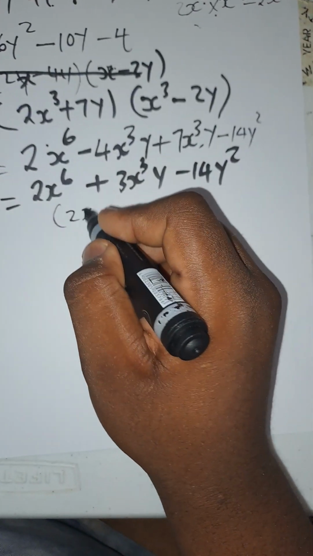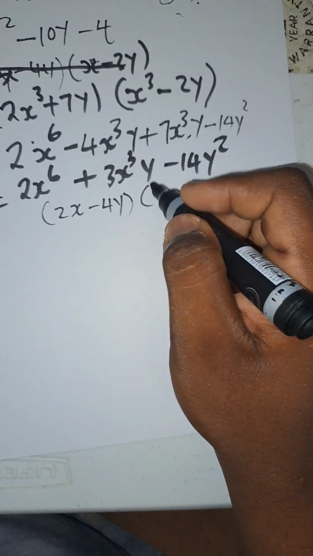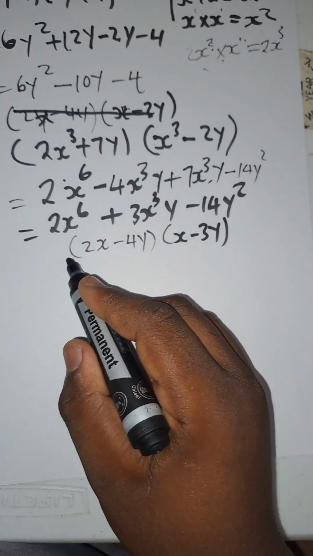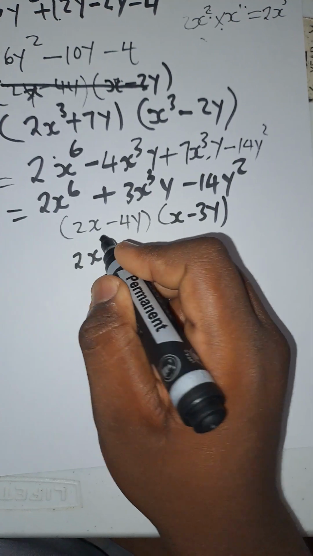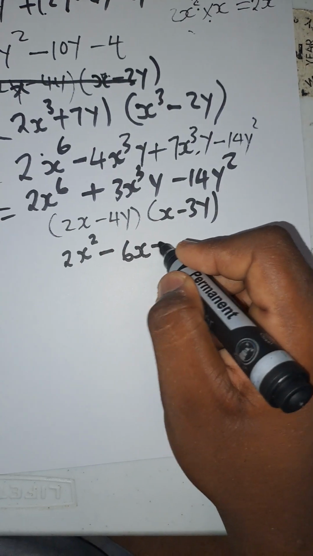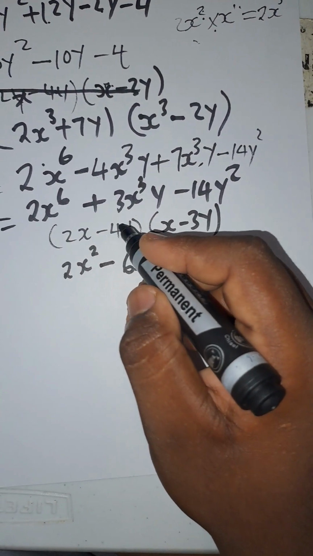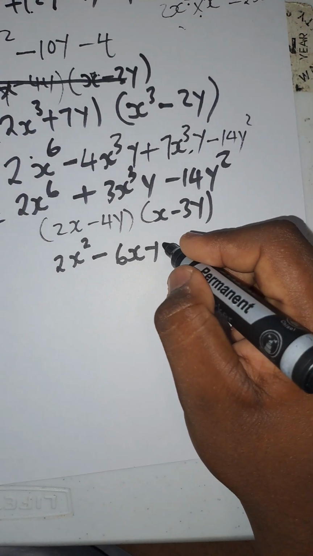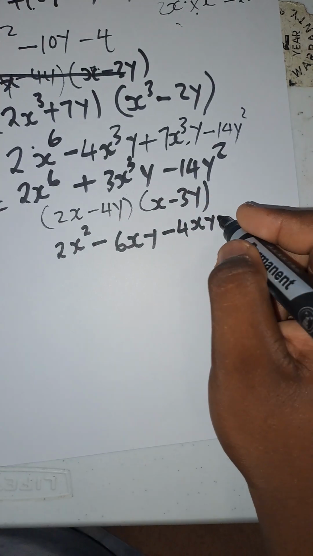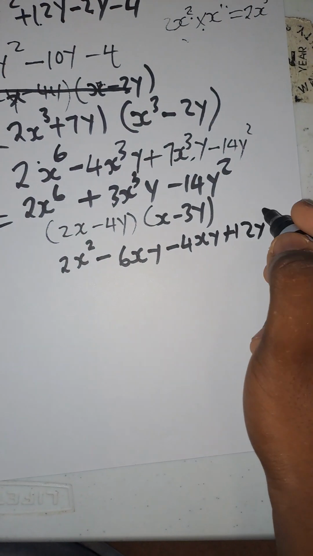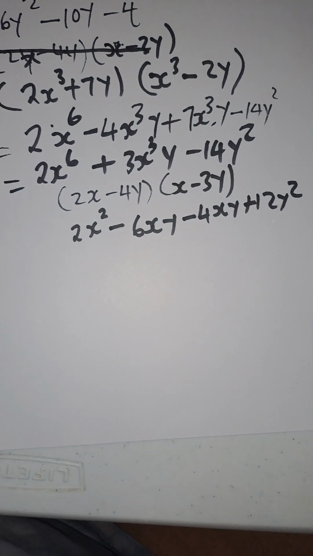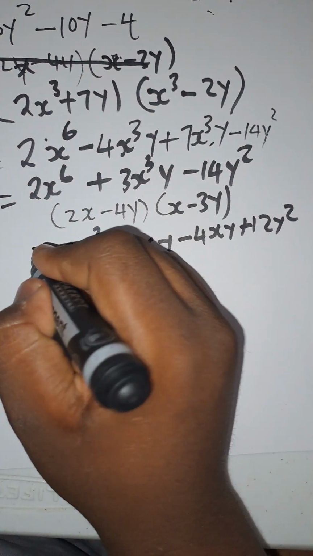It will be 2x minus 4y times what? X minus 3y. Now this one, 2x times x, it is 2x squared. 2x times negative 3y, it is going to be what? Negative 6xy. Then negative 4y times x, it is going to be what? Negative 4xy. After that, negative and a negative is a positive, so it is going to be positive 12y squared. Is it fine? 4 times 3, it is 12y squared. Can you see it? Now let's go and conclude our things.